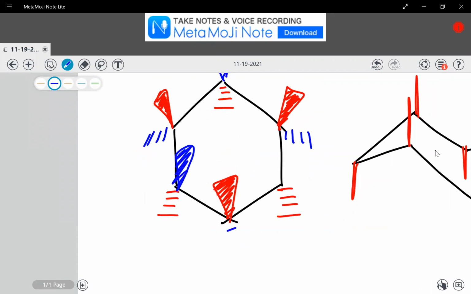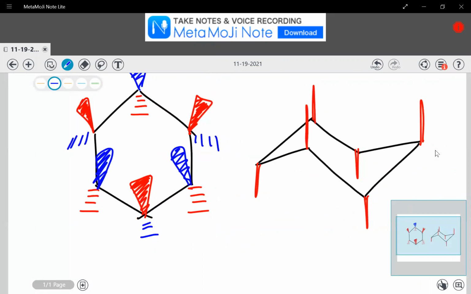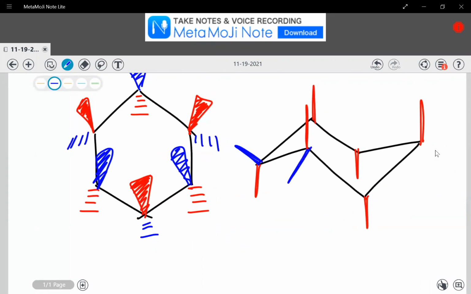Towards, behind, towards. Towards, behind. Should be axial, but all right.